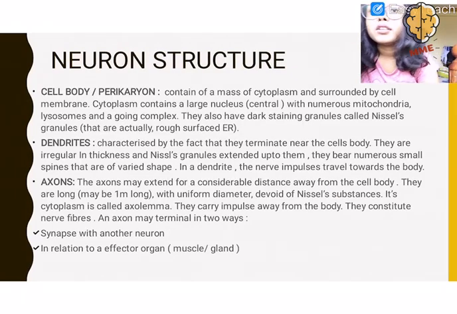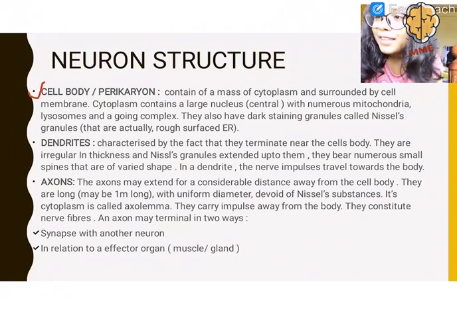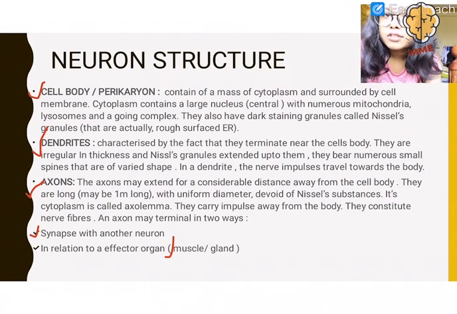So, coming to the structure of the neuron, you know better than me because you have studied it in CRT right now, so I won't go in deep. You have a cell body or the perikaryon, then dendrites, then axons, and then a synapse with another neuron. In relation to an effector organ, we have a muscle or gland which the nerve is going to supply, either taking the sensory sensation away from it, or giving a motor sensation to the gland or the muscle.